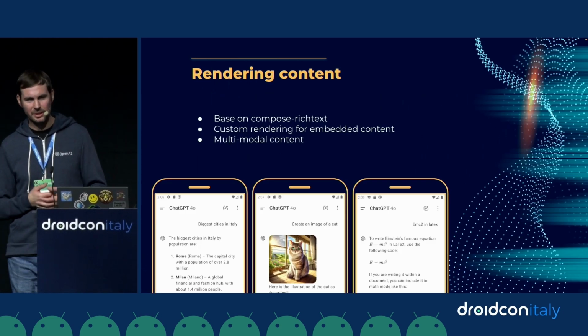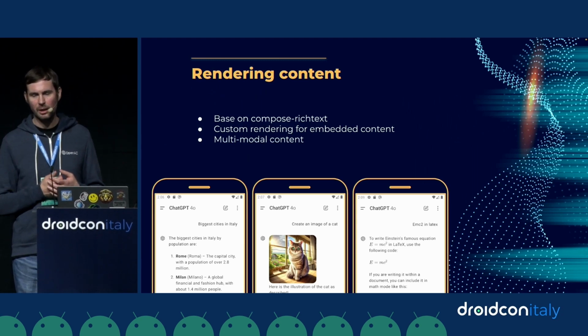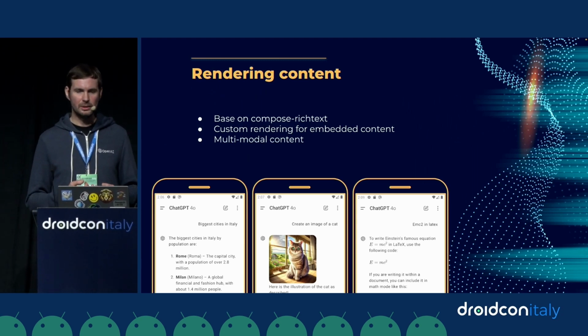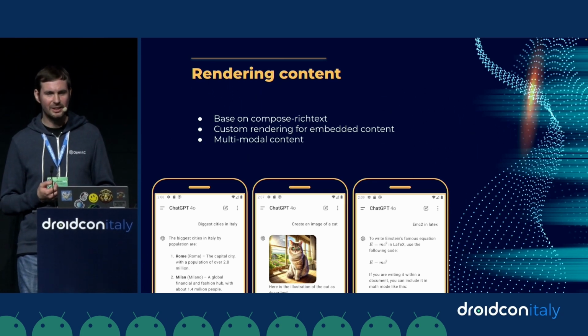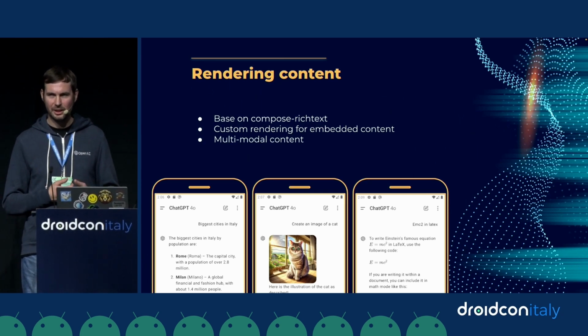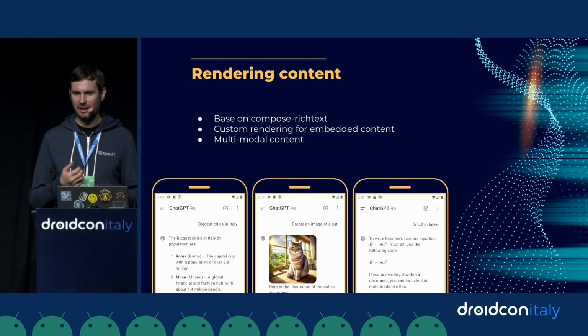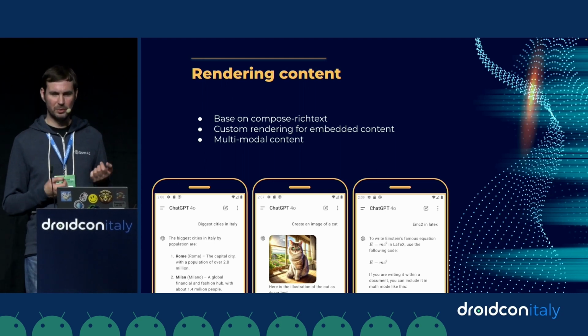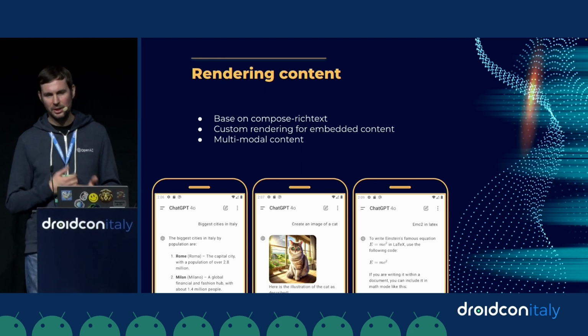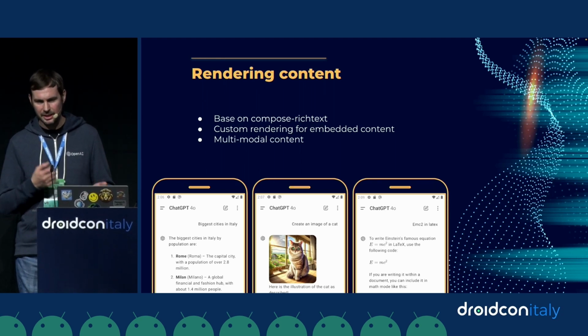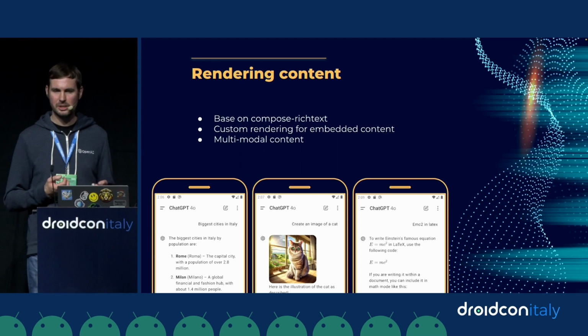So one of the interesting things we do is the way we render content. As I mentioned, we get markdown from the model. We use the Compose Rich Text library that renders markdown in Compose natively, but it's heavily customized for our needs. For example, we do parsing outside of the library. We need to support custom content like LaTeX formulas, charts, search widgets, etc.